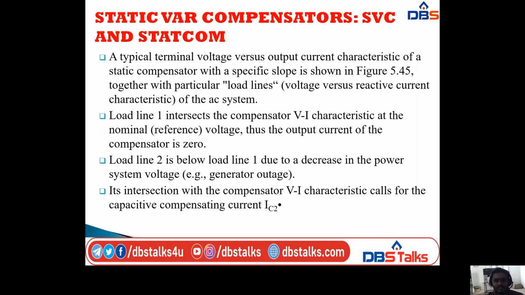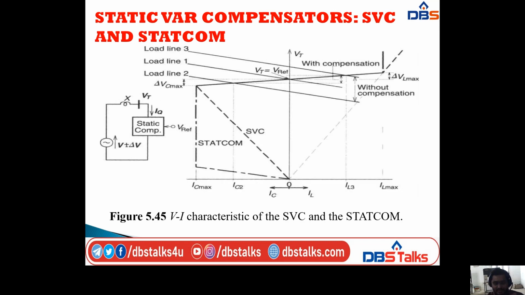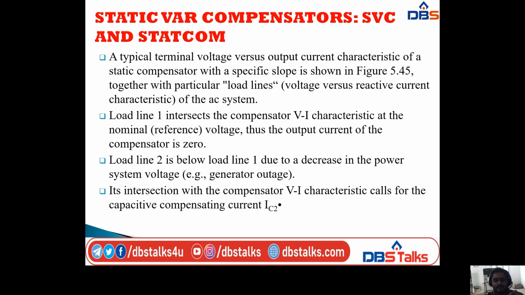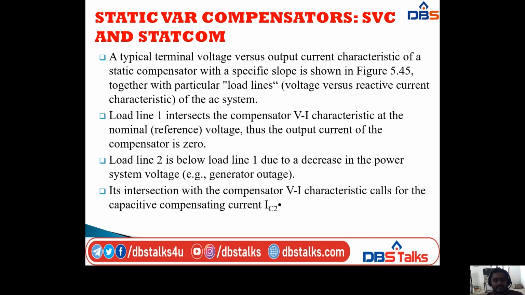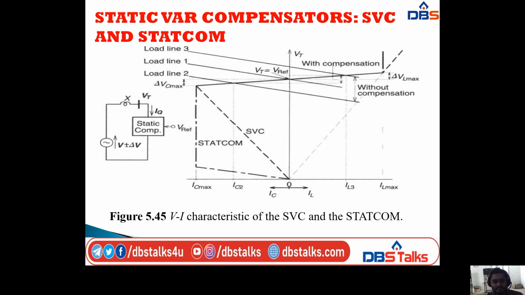And next, load line 2 is below load line 1. If you observe this diagram, load line 2 is below load line 1 because of a decrease in the power system voltage, that is, a generator outage. Its intersection with the compensator VA characteristic calls for the capacitive compensating current, that is IC2.